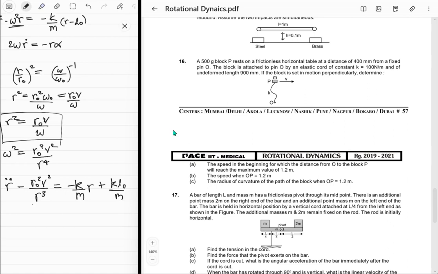Maximum. Wait, why not think about it like this? You want to find the R value for which R dot would be 0. Think about it like that. So that would just turn this into a biquadratic. Are you serious? No, I don't want to solve this kind of thing. A biquadratic.